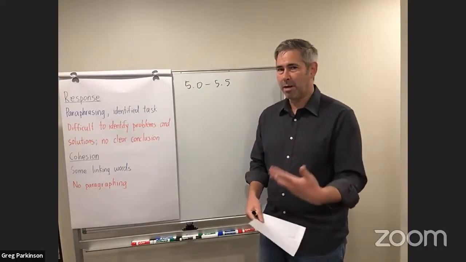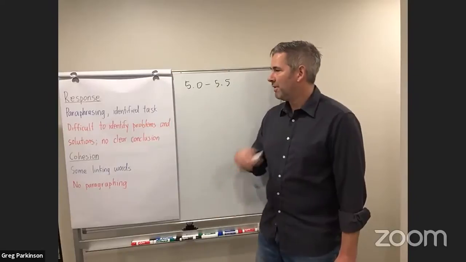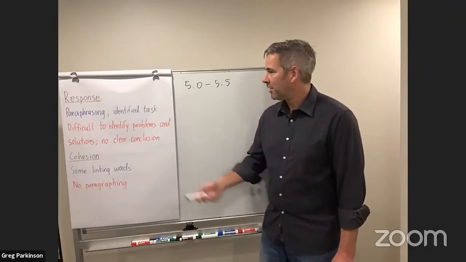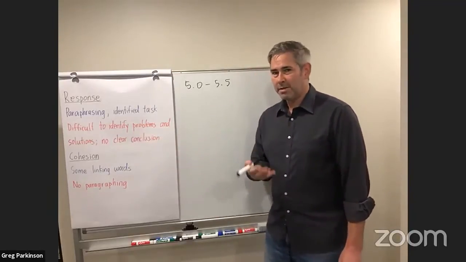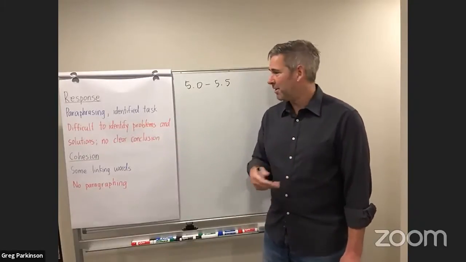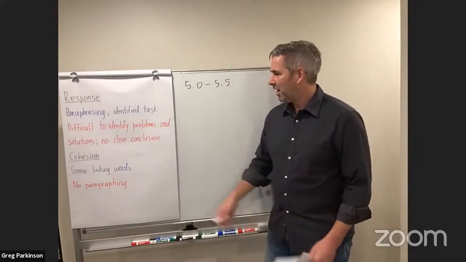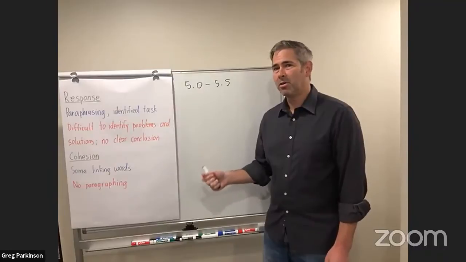Clearly they are talking about problems and solutions, but throughout the whole essay, even though the essay is clearly about problems and solutions, it's quite difficult to identify the problems and solutions clearly, right? It kind of jumps around a lot. And there's no clear conclusion, right?